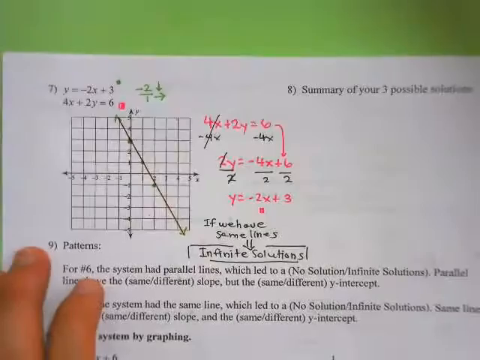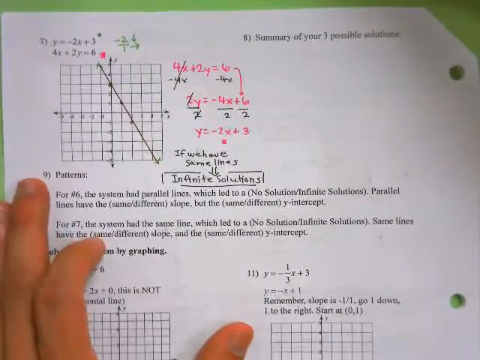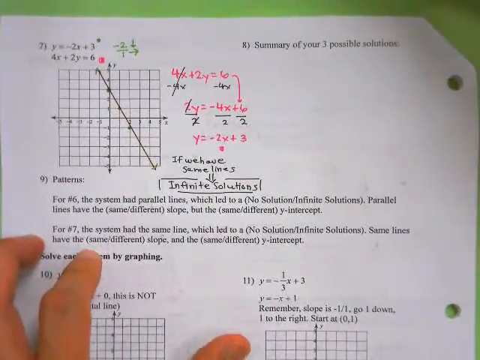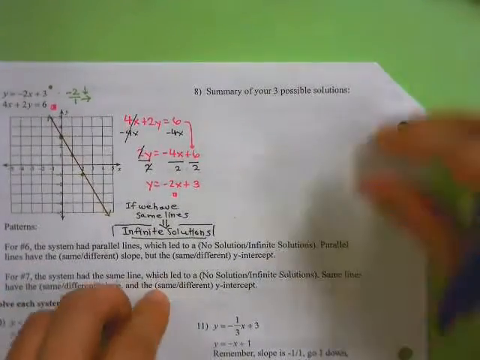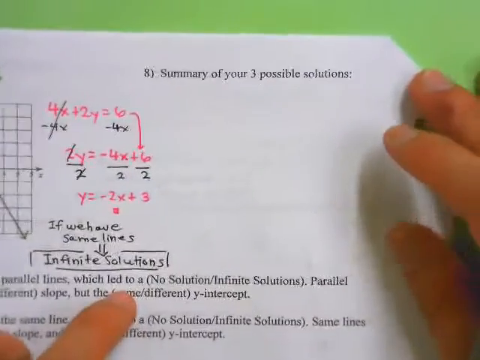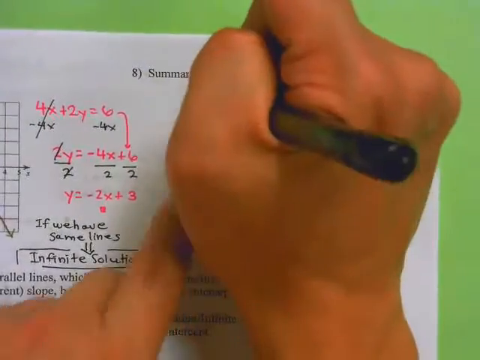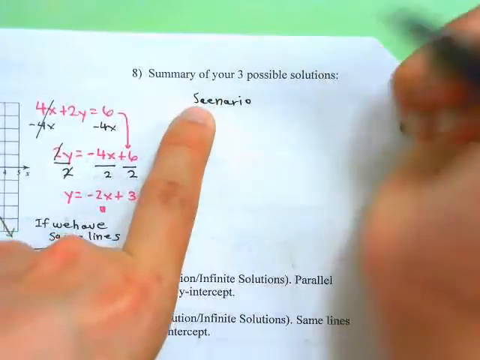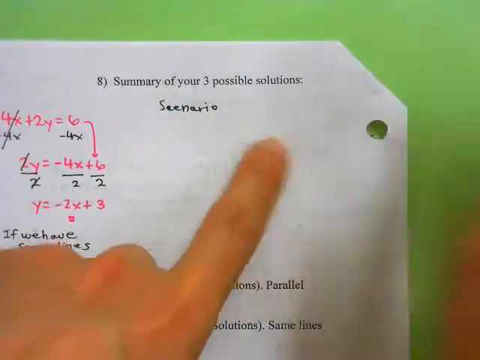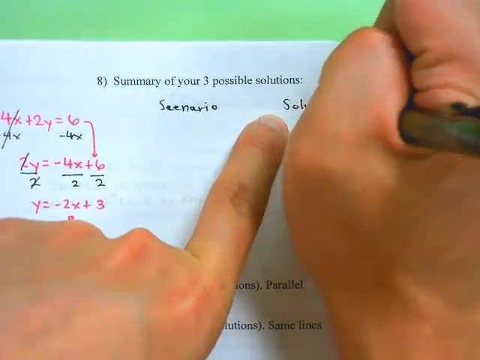We are now going to summarize, do some patterns, and then starting from number 10 is classwork, homework, but I'll do a couple problems halfway with you guys. Let's summarize. I'm going to make it into 2 columns. The first column, scenario, that's a C. The scenario and the solution.